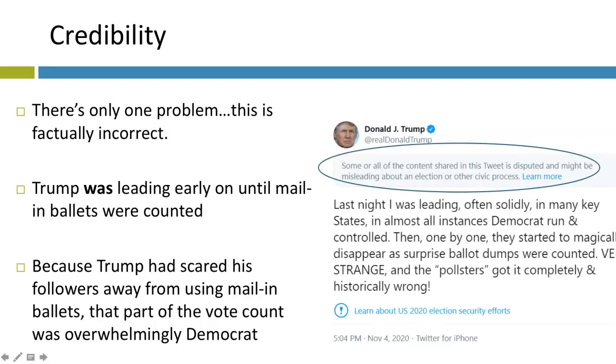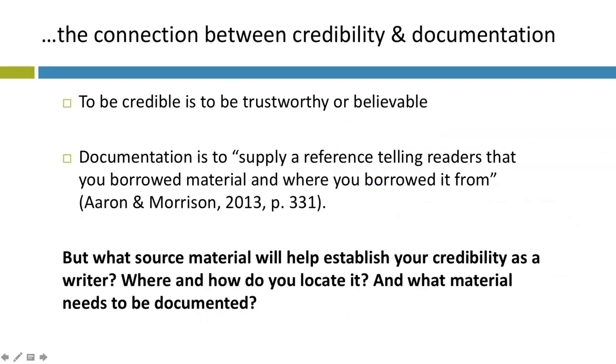What you can see here in what I've circled on this slide is what Twitter began to do in response to some of his tweets. You can see that I've circled a sidebar at the top of his tweet. It says some or all of the content shared in this tweet is disputed and might be misleading about an election or other civic process. Now, what you almost certainly know is that at some point after this response by Twitter, they basically banned him from Twitter, and he still to this day remains banned from Twitter.